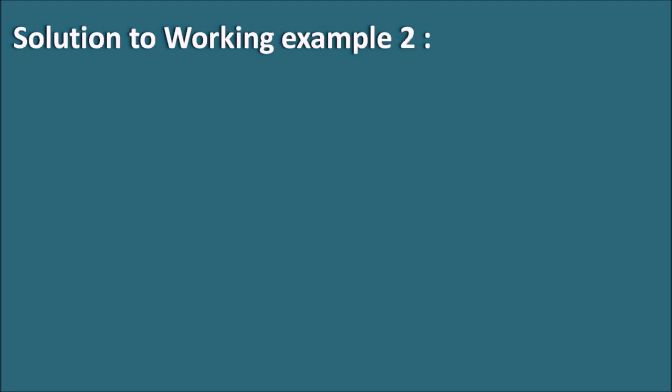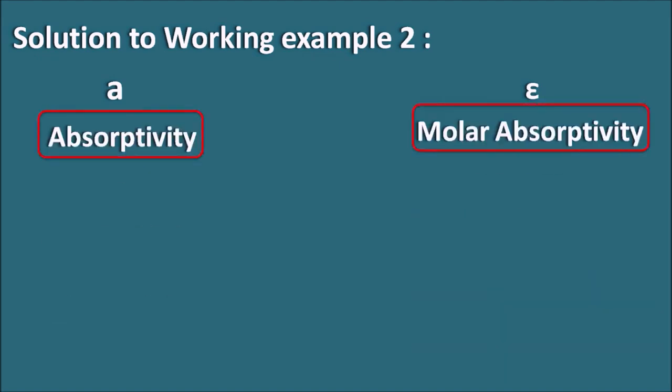Now let us calculate the molar absorptivity. We have been given the a value, but we can also have another type of absorptivity, the epsilon, which is called molar absorptivity. So a is simply absorptivity and epsilon is the molar absorptivity. We can easily differentiate these by the units given in the data. For example, absorptivity is measured in terms of deciliter gram inverse centimeter inverse, whereas molar absorptivity is measured in terms of liter mole inverse centimeter inverse.